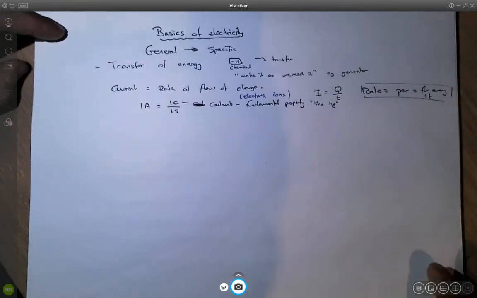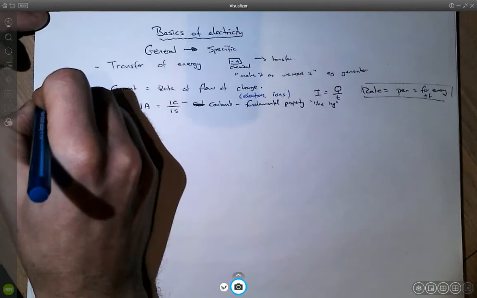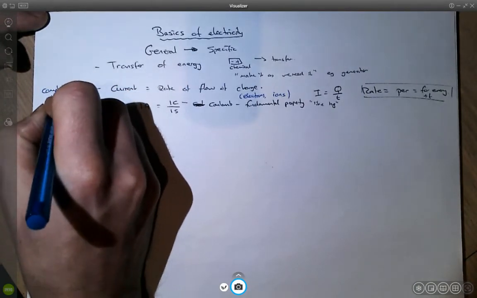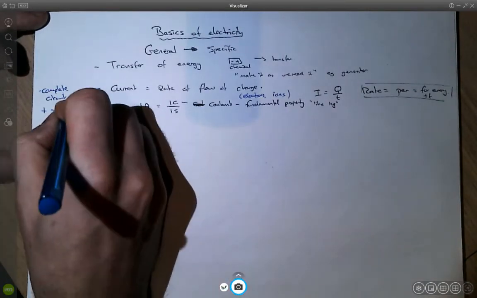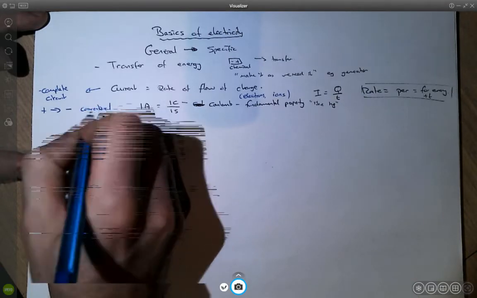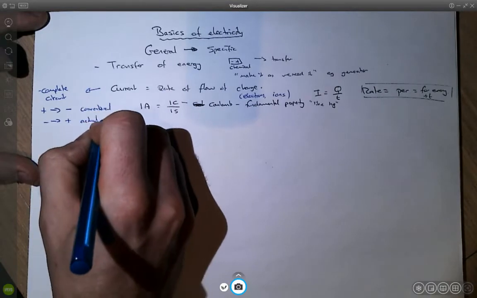And what else do we need to know about current? Well, obviously, we need to know that we need a complete circuit for charge to flow. It will only flow if there's a complete circuit. We need to know that positive to negative is what we call conventional current, and negative to positive is what the actual electrons are doing.